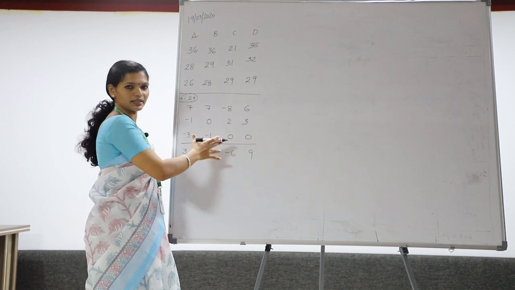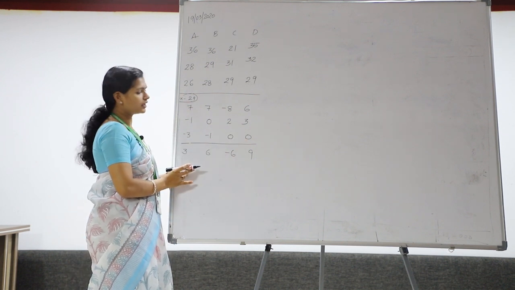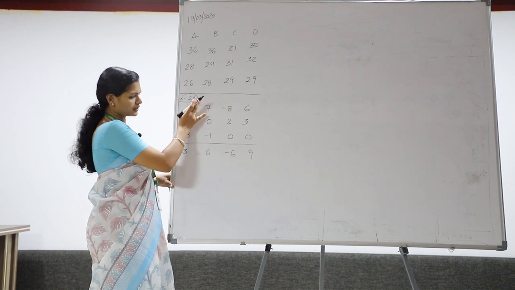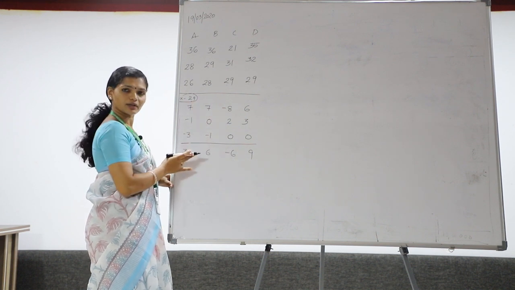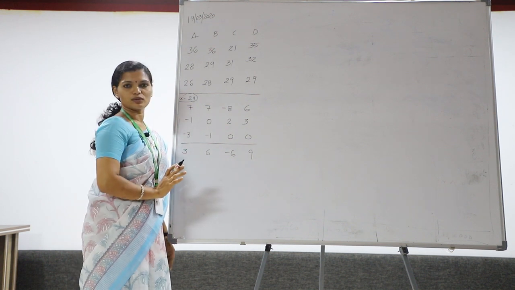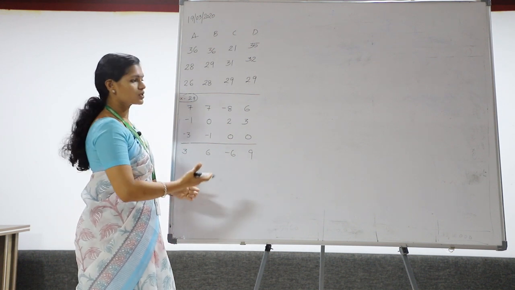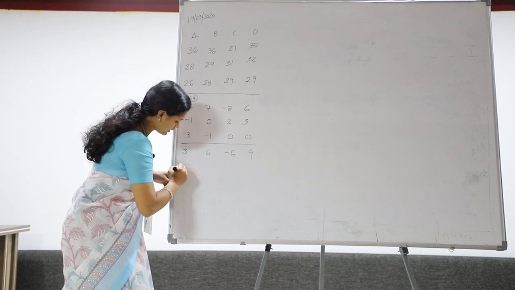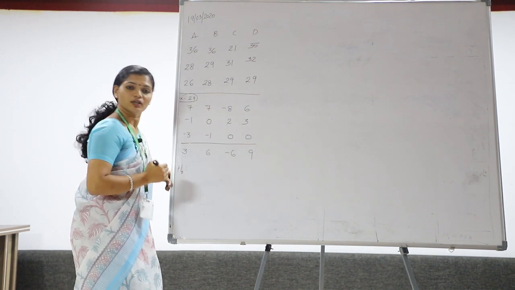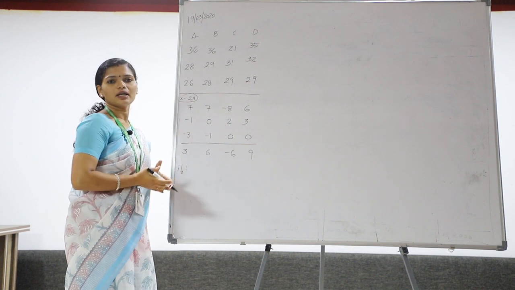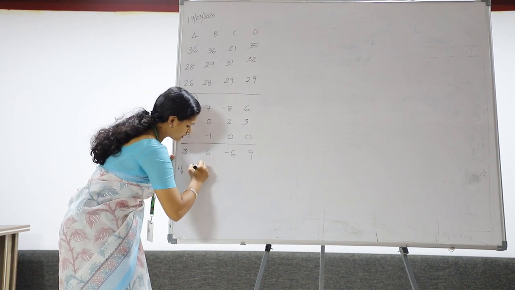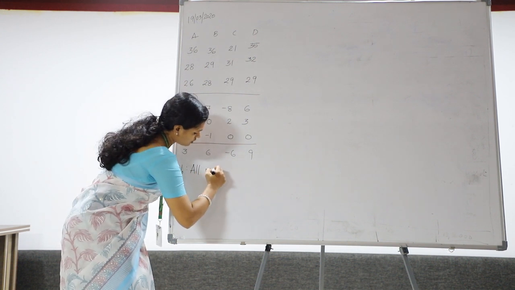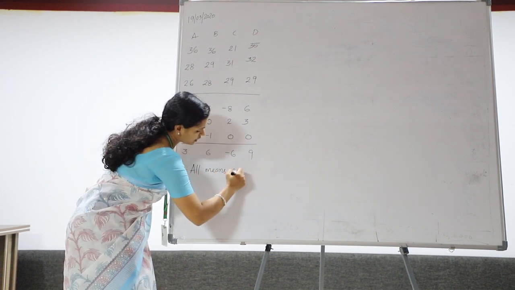The numbers are written here, and this is the total of each column. Since we need the totals, I have added them. You can see 7 minus 1 minus 3 gives 3. Like that, the totals are written here. Next, we have to start the test. The first step is to set the hypothesis. H naught, as you know, is that all means are equal. You can take it as the performances of all salesmen being equal. That is our assumption.